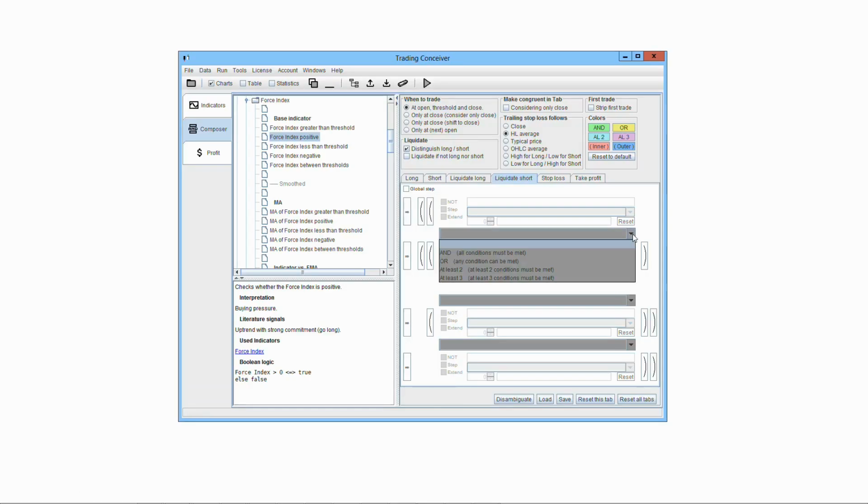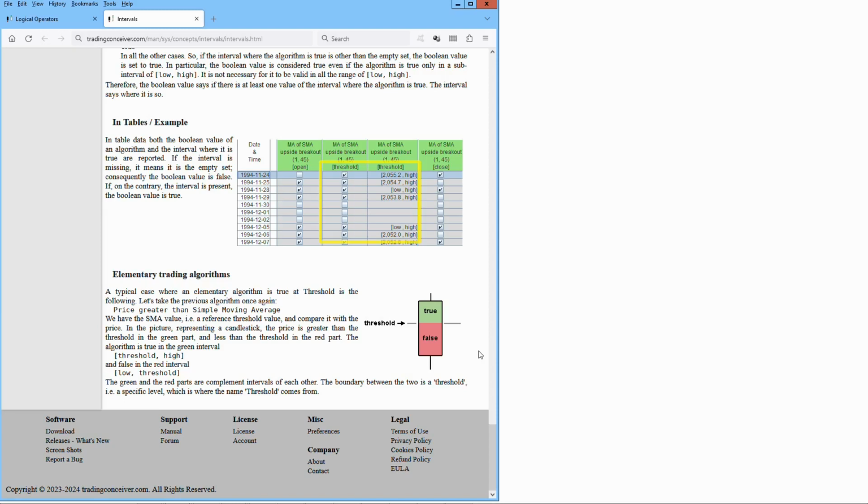Trading Conceiver implements the following logical operators: AND, OR, at least 2, at least 3. Remember that at threshold we must deal with intervals. At threshold, each elementary trading algorithm either is false, that is true in the empty set, or is true in an interval. At threshold, all the operators correspond to operations on intervals.